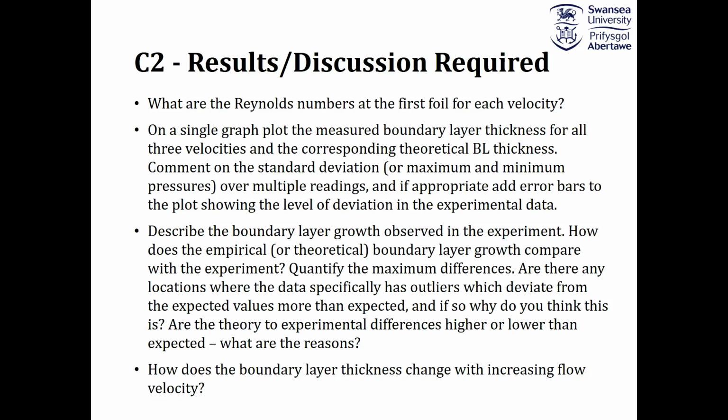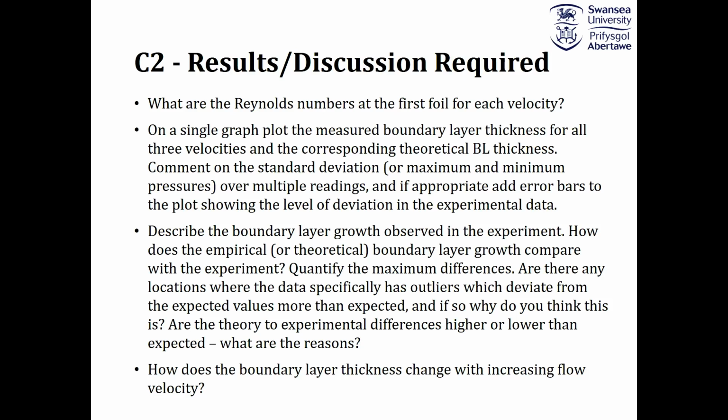Okay, on a single graph, plot the measured boundary layer thickness for all 3 velocities against the theoretical boundary layer thickness. So that's the blank graph at the bottom of the data summary tab. Just populate that with your 3 different lines, measured and theoretical, 6 lines in total, and include that in your report. As I say, add error bars if you think that's necessary, showing the level of deviation in the experimental data. And of course, a little bit of discussion about what that graph is and what it shows.